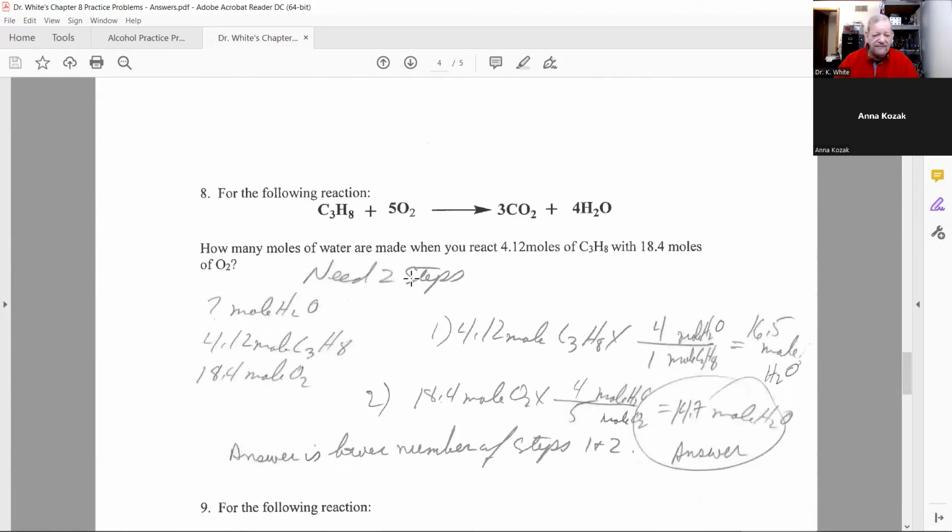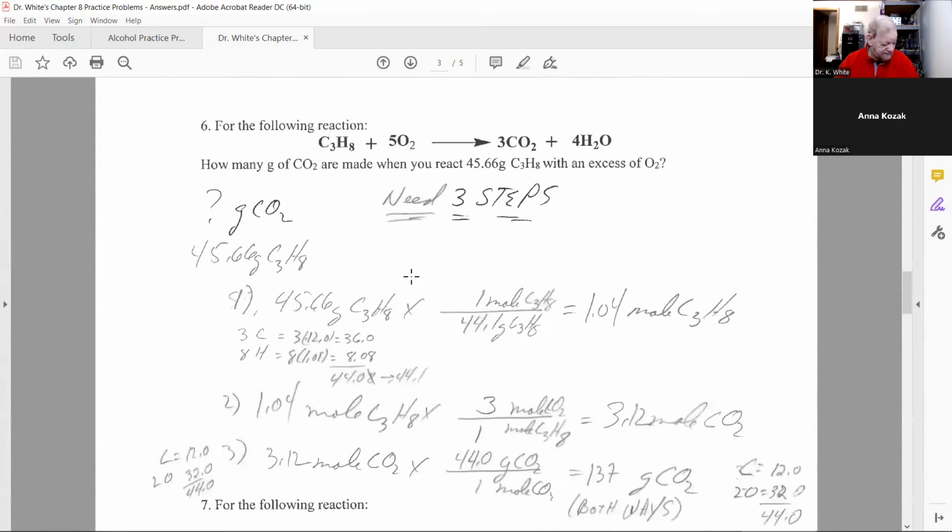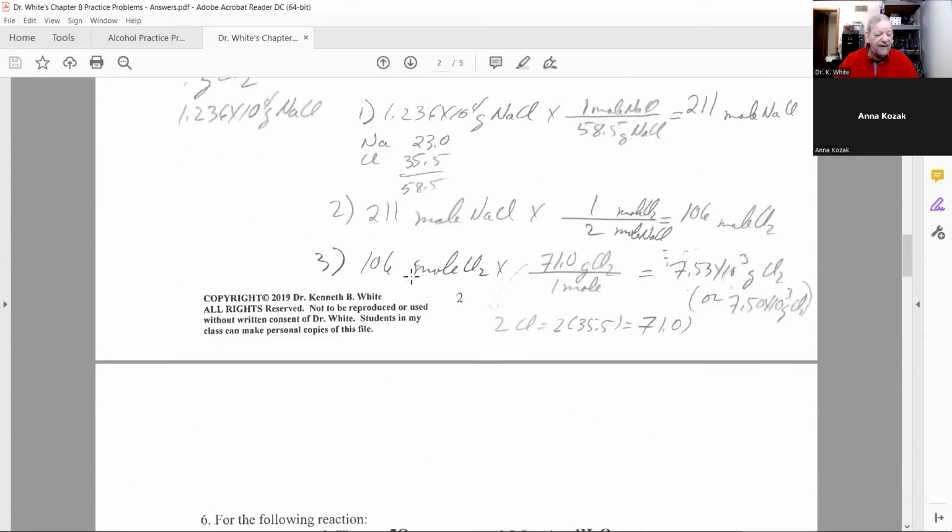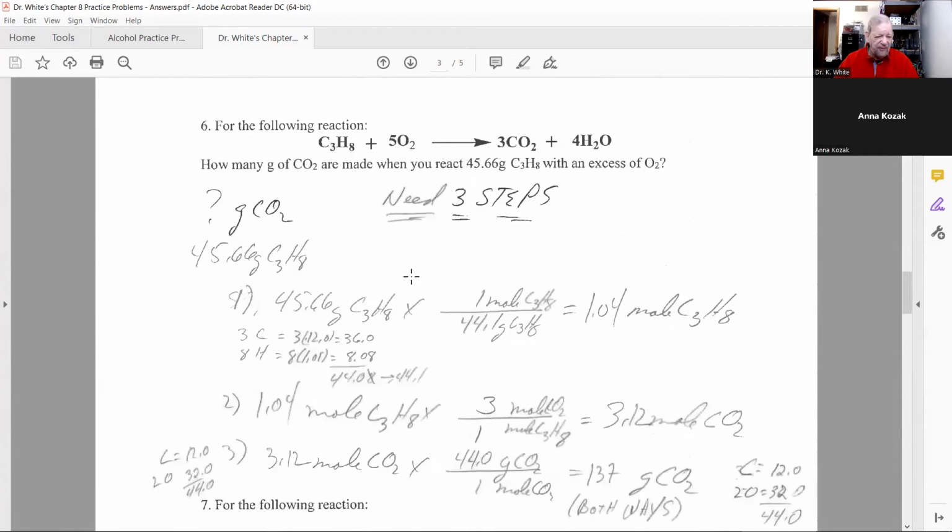And now let's look at number 6. Number 6 is for the following reaction, and I give you a balanced chemical reaction. How many grams of CO2 are made when you react 45.66 grams of C3H8, propane, with an excess of O2, oxygen? Whenever you see the term excess of a chemical, ignore it.